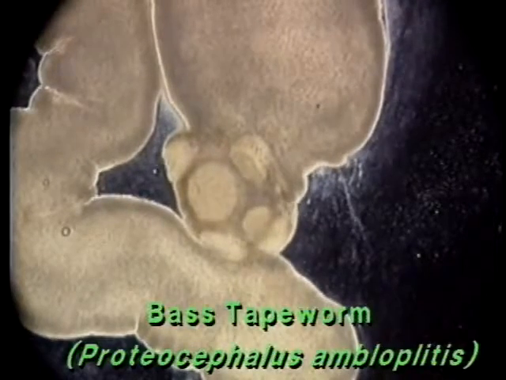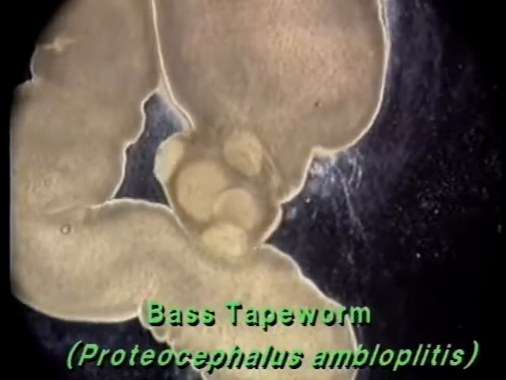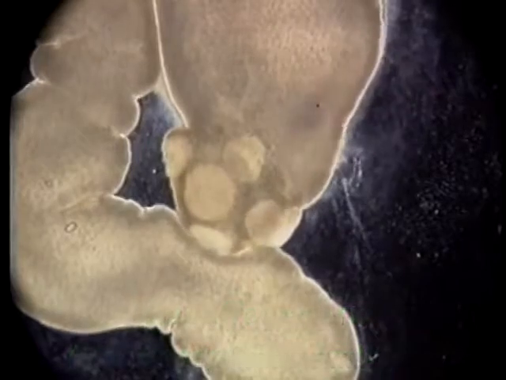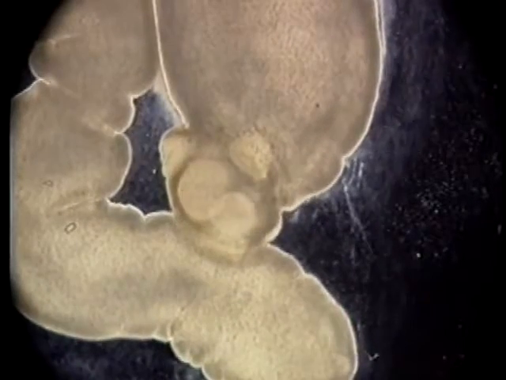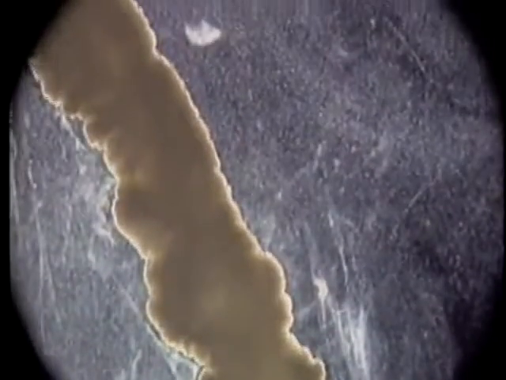The bass tapeworm, Proteocephalus ambloplitis larva, or plerocercoid, occurs in internal organs of largemouth bass and bluegill. It is characterized by four or five distinct suckers on the scolex. Bass can become sterile from damage caused by migration of the larval tapeworm through their ovaries and by scar tissue formed in the host as a response to this parasite.